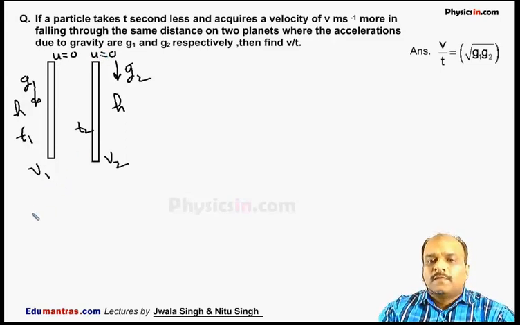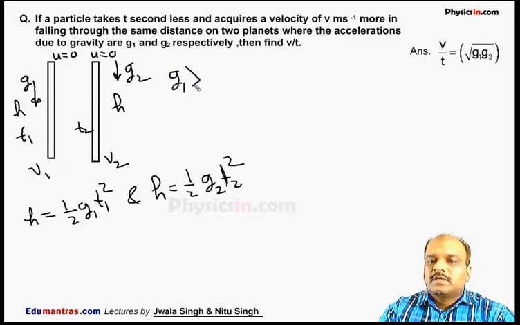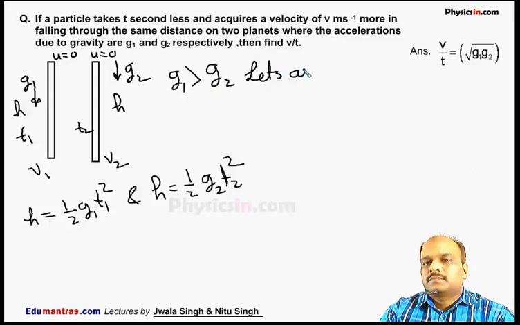Now, we can say h is equal to half g1 t1 square, and h is also equal to half g2 t2 square. t1 and t2 are the times of fall on the two planets where the acceleration is g1 and g2. Let's assume that g1 is greater than g2.